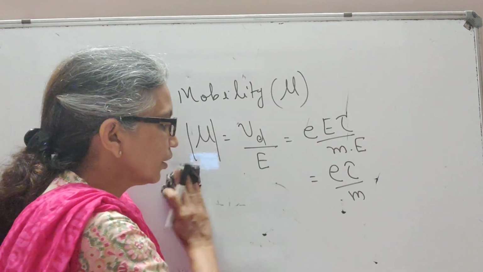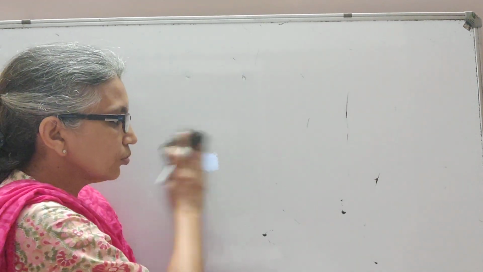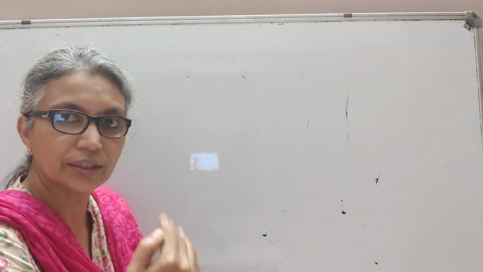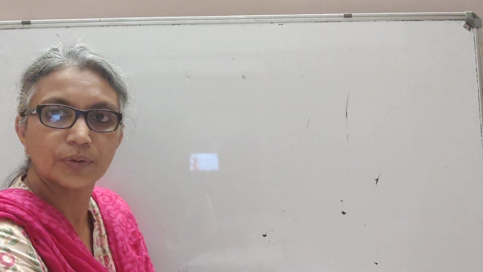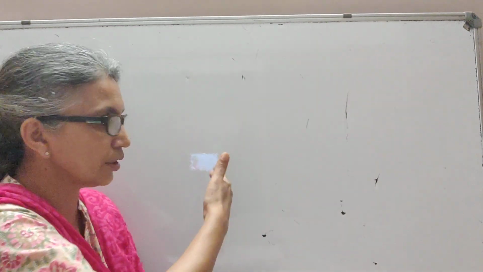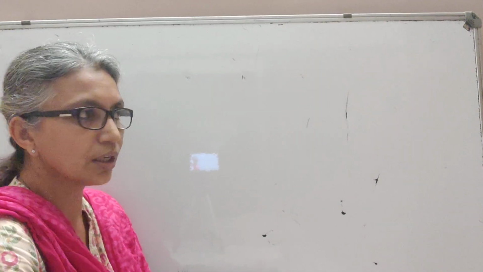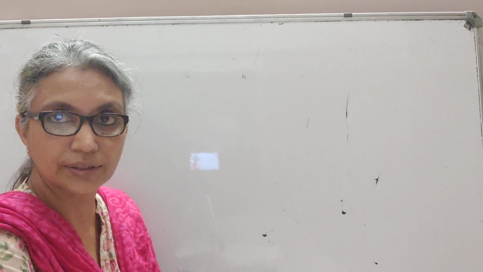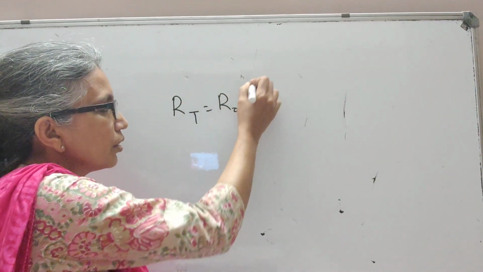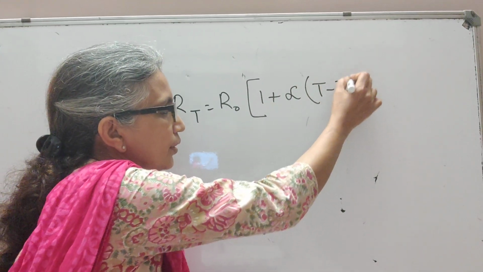Now, let me tell you one last thing. We know that the resistance actually depends on temperature. So the resistivity, and therefore the resistance of a material, if it's a good conductor, will go on increasing with temperature, because you saw the graph. The resistivity versus temperature graph for a good conductor is an increasing graph. So to find the new resistance at a higher temperature, we have a formula R_T equal to R0 into 1 plus alpha into (T minus T0).